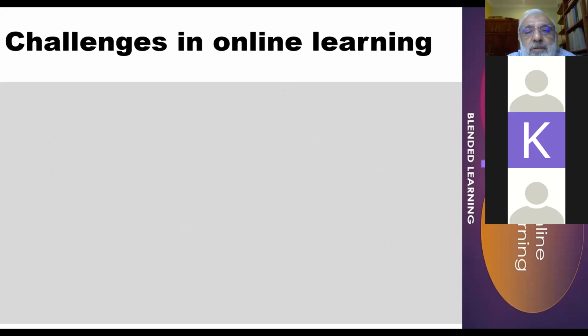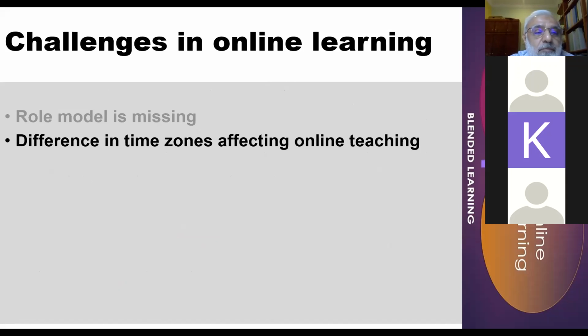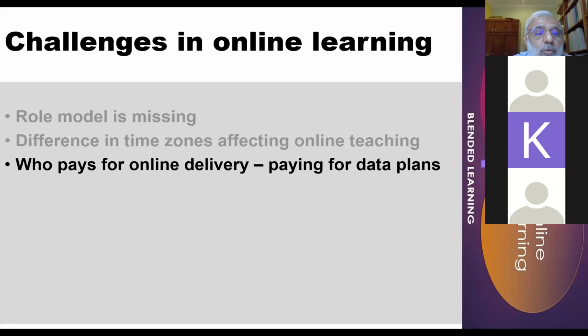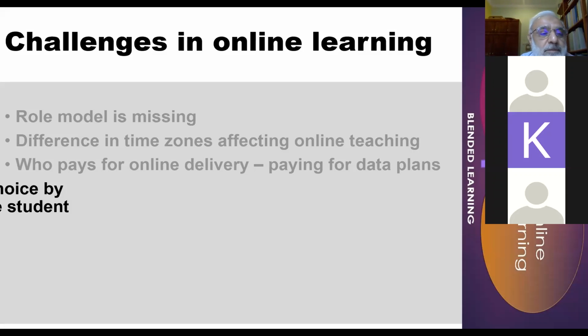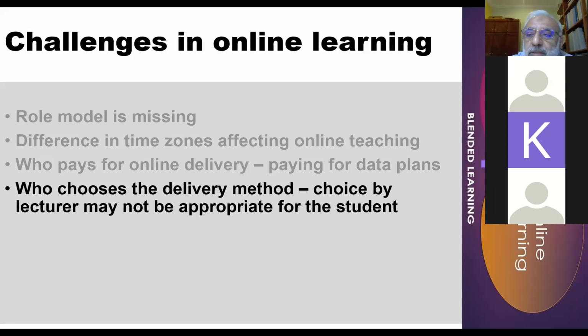There are some challenges in online teaching learning. For example, the role model is missing. Differences in time zone affect online teaching. So if there are international students, we have to find the right time which suits everybody. Who pays for online delivery? The students have to, for example, buy data plans; whether the university is going to provide that or they are responsible themselves. Who chooses the delivery method? Because the choice by a lecturer may not be appropriate for the student.